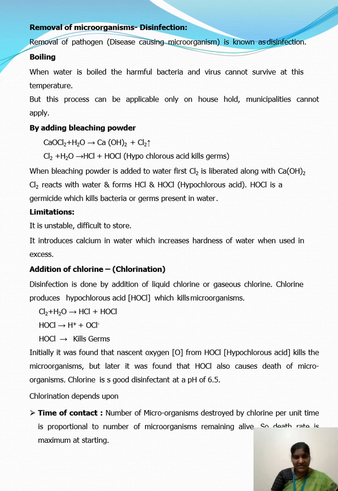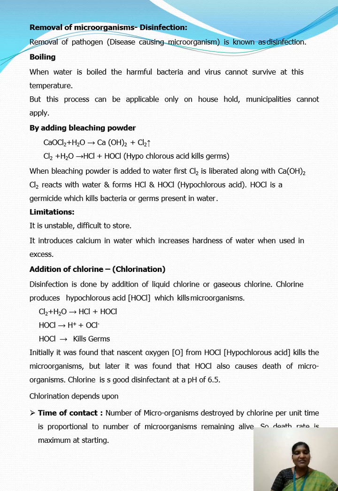Probably add bleaching powder. That is the second method. So the formula for bleaching powder, what is it, students? It is CaOCl2. When you add it to water, it converts to calcium hydroxide and chlorine. The chlorine, when added to water, produces hypochlorous acid. This hypochlorous acid, with the formula HOCl, is responsible for killing germs. So when bleaching powder is added to water, first chlorine is liberated along with calcium hydroxide. The chlorine then reacts with water. It forms HCl and HOCl. HOCl is a germicide. It can kill bacteria or all the germs present in water.